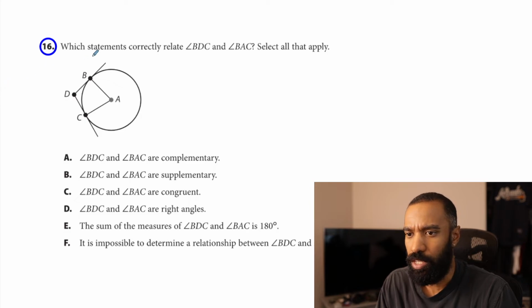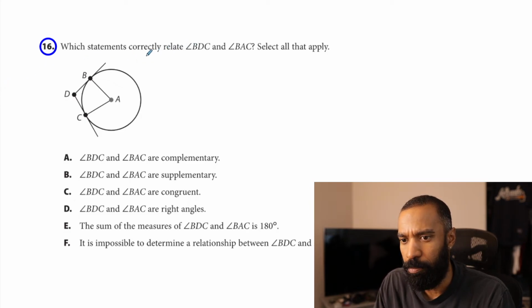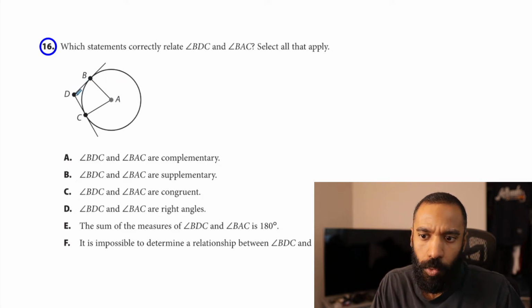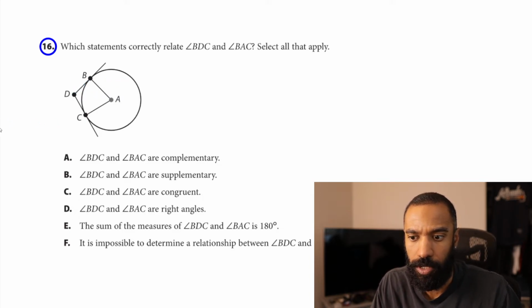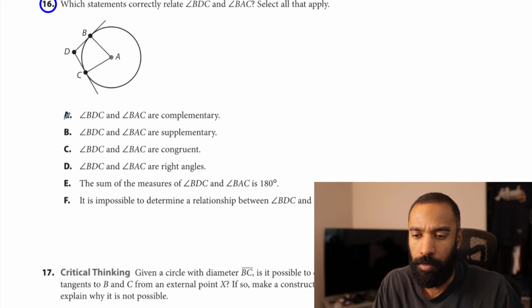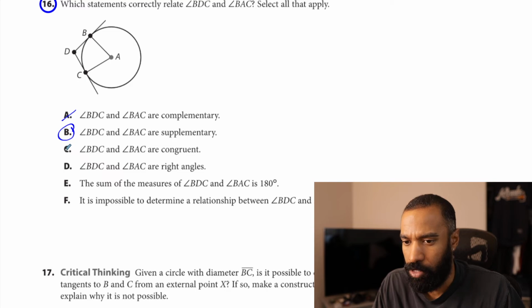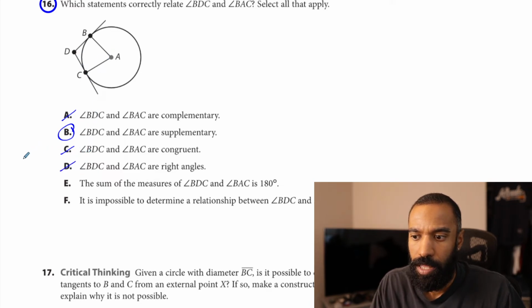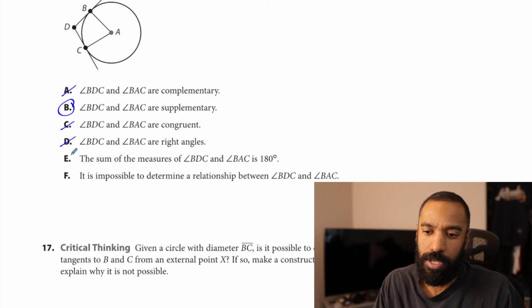All right, number 16. Which statements correctly relate angle BDC and BAC? Select all that apply. We know that they're supplementary, right? So here we go. Are they complementary? No. Are they supplementary? Yes. Are they congruent? Not necessarily. There's no reason to assume that. They don't look it either. Are they right angles? No. DBA and DCA are right angles, but not these ones. The sum of their measures is 180. Yes, that's what supplementary means.